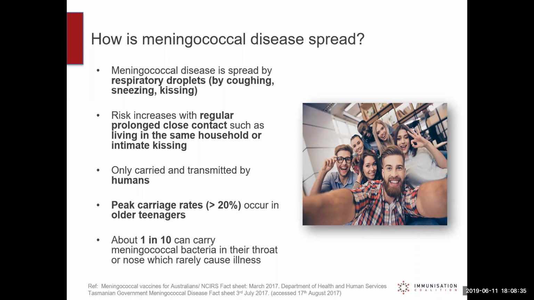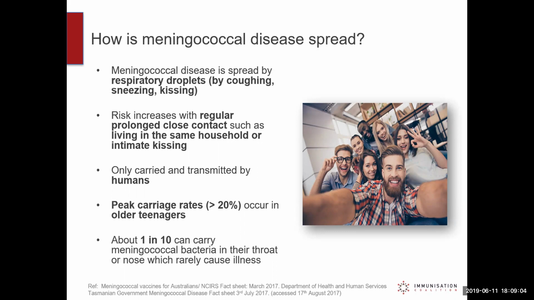So how is it spread? Definitely by people sharing respiratory and throat secretions. It sounds a bit gross, really, but it's seen most commonly in those saliva-sharing age groups, so the really young children and the adolescents particularly. It does take quite close contact.